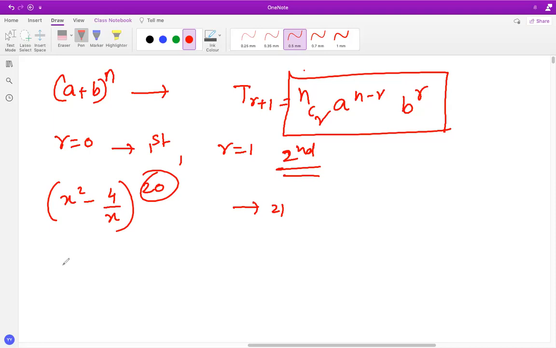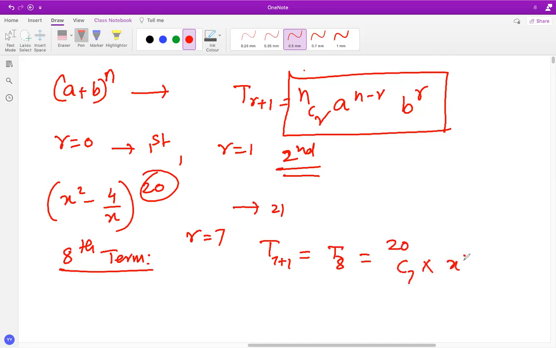So if I wanted to find out, let's say, the eighth term on this expansion, we are going to plug r as 7. So T(7+1), which is T8, that's what I want, is 20C7 (x squared) to the power 20 minus 7 times (minus 4 over x) to the power 7. If you simplify this expression, you're going to get T8, the eighth term. This is a very common example that is asked in standard level and higher level math.